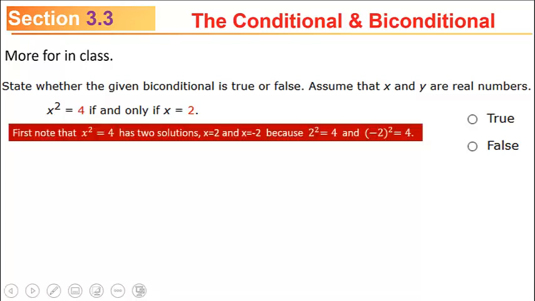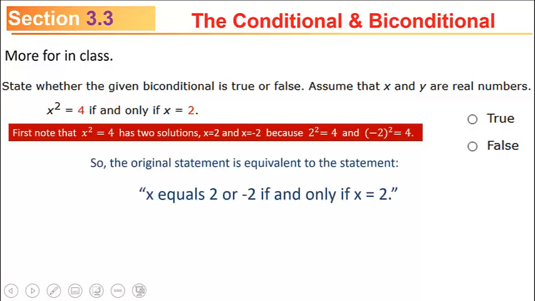First thing I would notice is that if x squared is equal to 4, there are going to be two solutions. Either x equals 2 because 2 squared is equal to 4, or x equals negative 2 because the quantity negative 2 squared is also equal to 4. So the original statement as written is equivalent to the statement x is equal to 2 or minus 2 if and only if x is equal to 2.